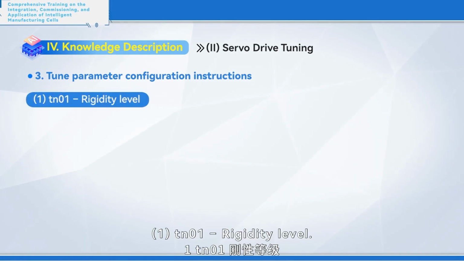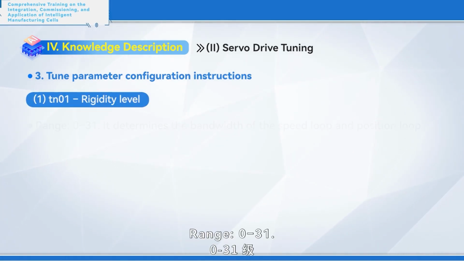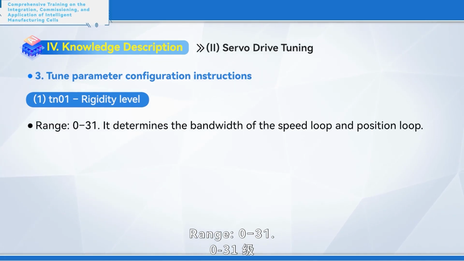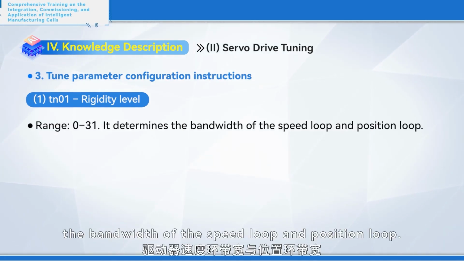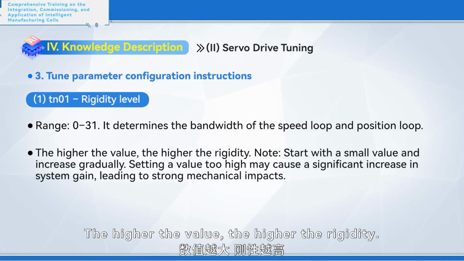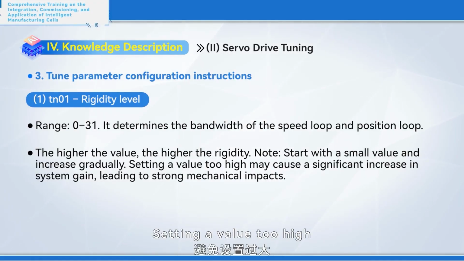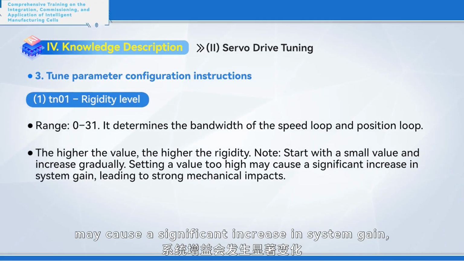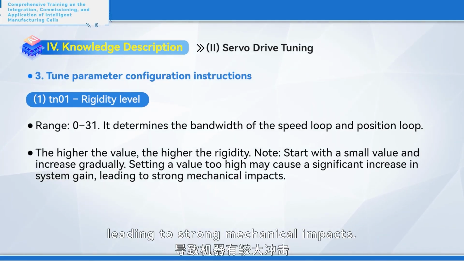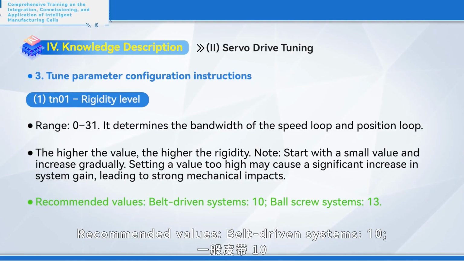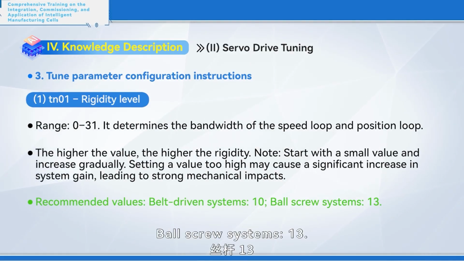1. TN01: Rigidity level. Range 0 to 31. It determines the bandwidth of the speed loop and position loop. The higher the value, the higher the rigidity. Note, start with a small value and increase gradually. Setting a value too high may cause a significant increase in system gain, leading to strong mechanical impacts. Recommended values: belt-driven systems 10, ball screw systems 13.